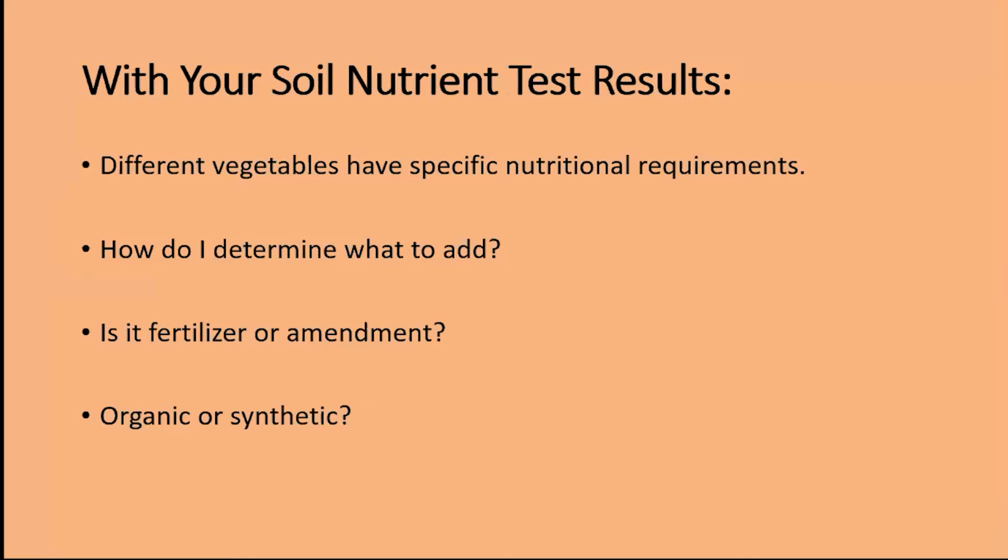Once you get your analysis and your numbers and suggestions, then you need to look and say, well, what am I growing? Because different vegetables have different nutritional requirements. So the question is, how do I determine what I add? Do I want a fertilizer or an amendment? And do I want to go organic or synthetic?